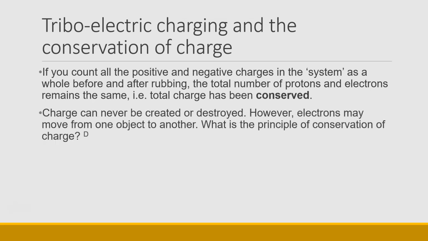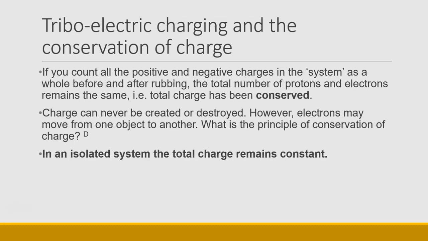Charge can never be created or destroyed, but what we do know is that electrons can move around from object to object. So this brings us to the principle of conservation of charge, which simply tells us that in an isolated system, which means a system where nothing new can enter and nothing can leave the system, the total charge remains constant. This is a nice definition.